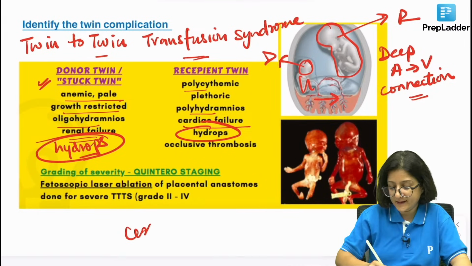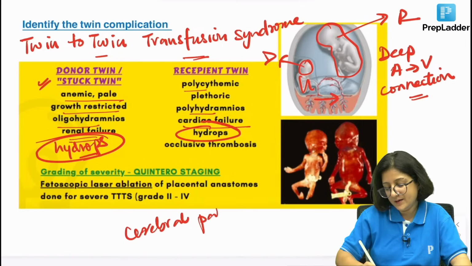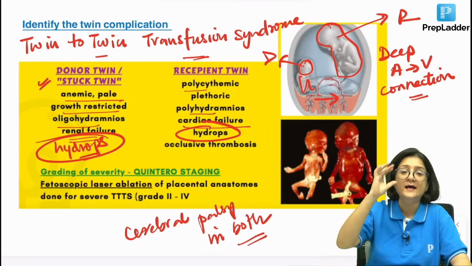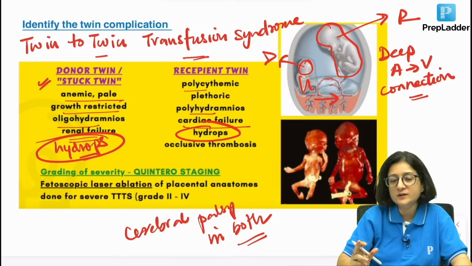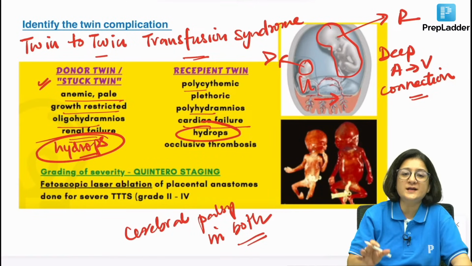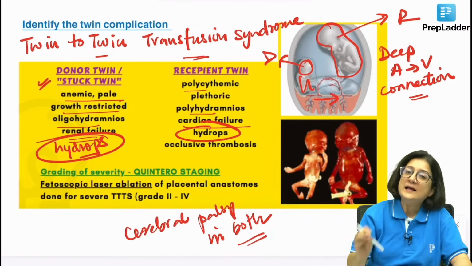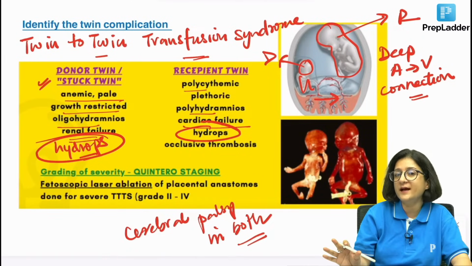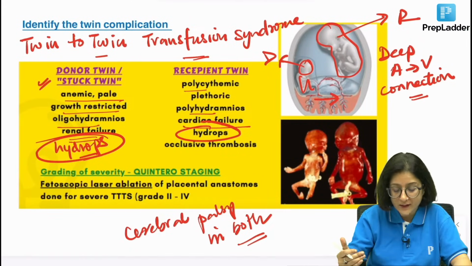Cerebral palsy can happen in both. Okay, hydrops can happen in both, cerebral palsy can happen in both. And why is it important? Because apart from the image, twin to twin transfusion is something that they tend to ask you in a little bit more detail, okay.